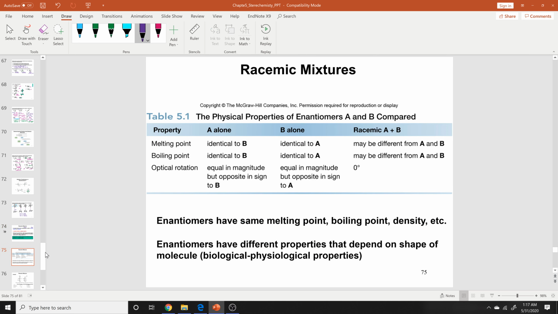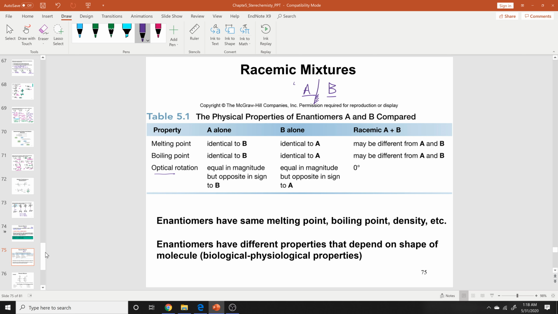So let's have an example. If you have A that has a mirror image B, and I want to look at the physical properties, I know that A and B are enantiomers of each other. Enantiomers have the same physical properties. They have the same melting point. They have the same boiling point. The difference between enantiomers is only in the optical rotation. One of them rotates the plane of polarized light to the right, I don't know which one, and the other one has to rotate the plane of polarized light to the left.